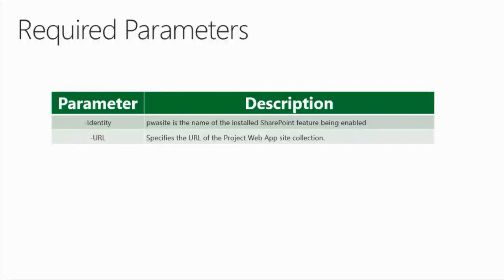So we listed two different parameters there. That first parameter is never going to change. That's always going to be PWA site. That's the name of the installed SharePoint feature being enabled. You're enabling the PWA site features, and then you just put the URL down there.